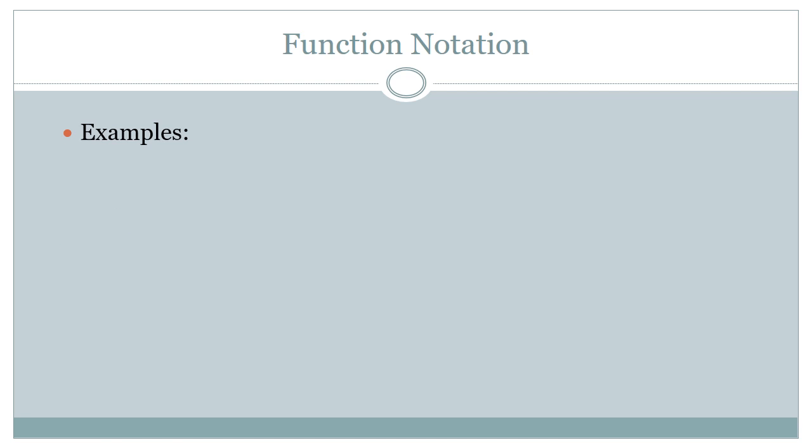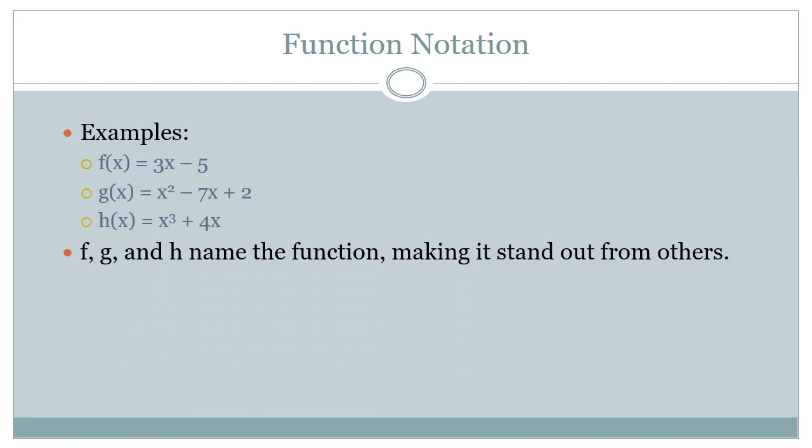Okay, function notation. We've seen this before. Here's some examples. f of x equals 3x minus 5. g of x equals x squared minus 7x plus 2. h of x equals x cubed plus 4x.